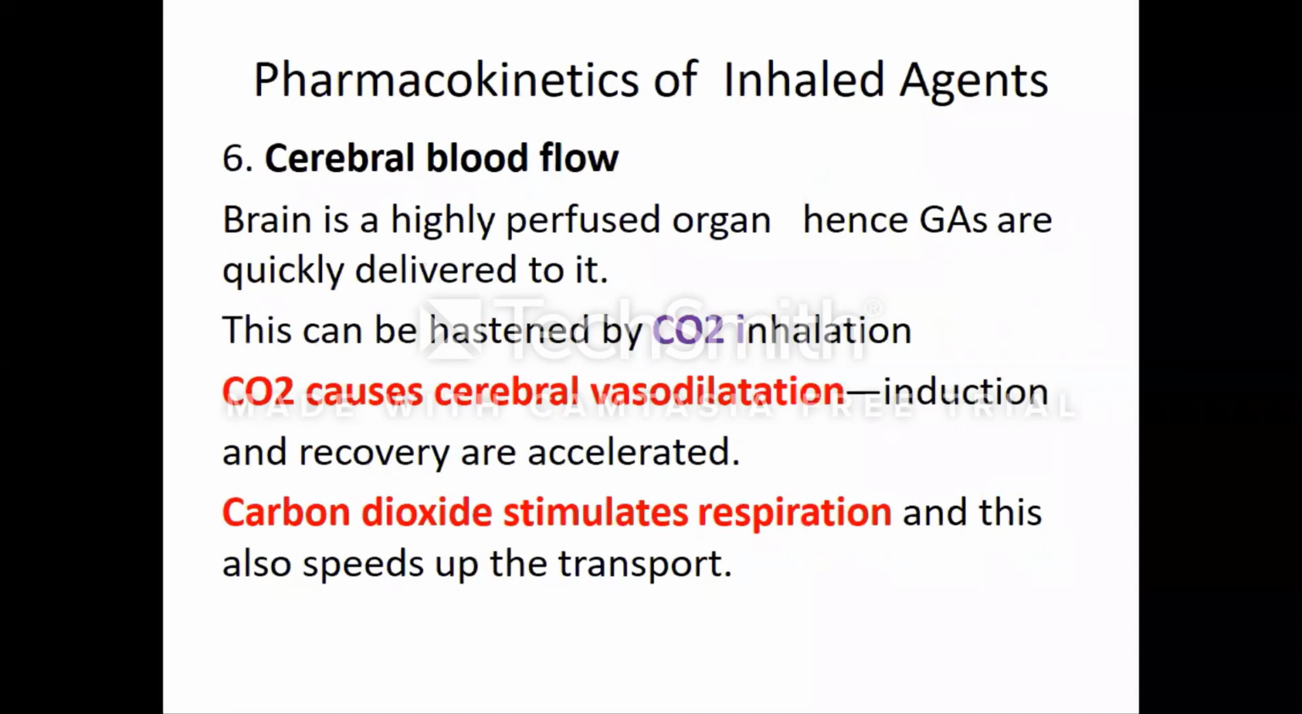The next is cerebral blood flow. We talked about alveolar perfusion, now we are talking about cerebral blood flow. The brain is a highly perfused organ, and hence almost all general anesthetics get quickly delivered to it. Further, you can increase it by combining the anesthetic with carbon dioxide, because carbon dioxide causes vasodilation, which enhances the delivery of blood. Cerebral blood plasma flow will increase, and therefore induction and recovery both can be accelerated.